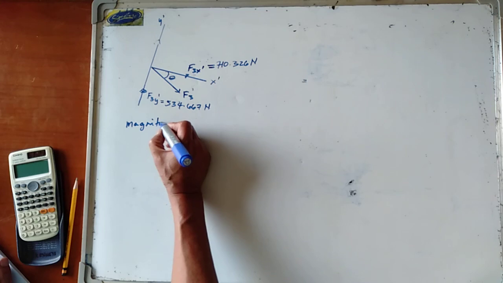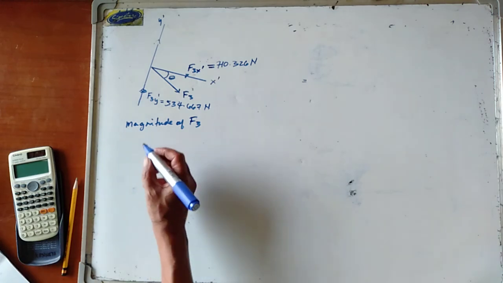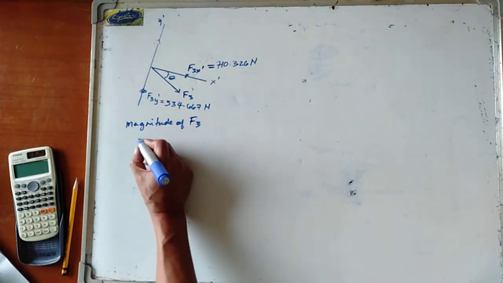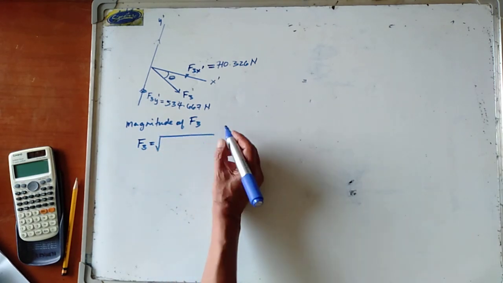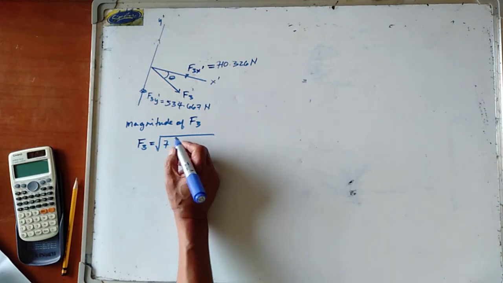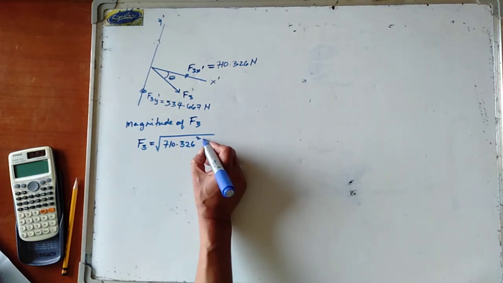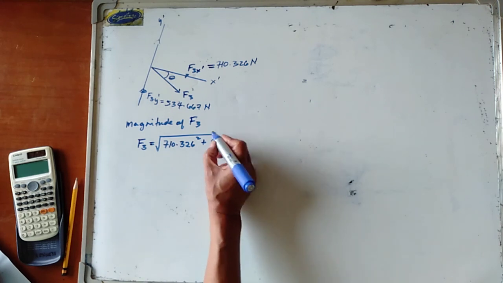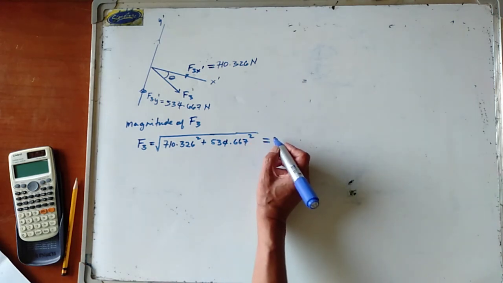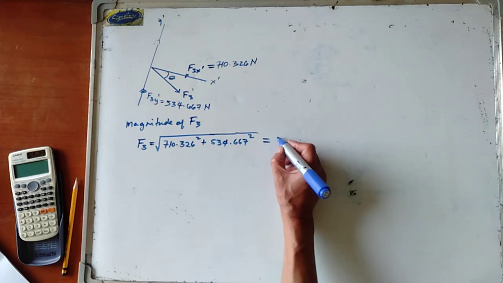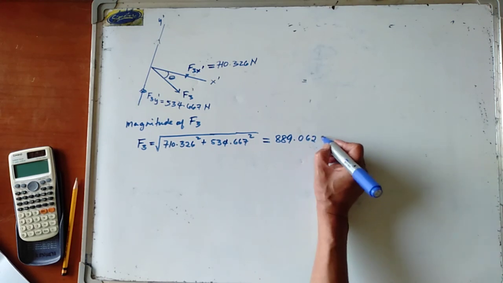Magnitude of F3. So your F3 again in here is now equal to, using Pythagorean theorem, the square root of F3x prime, 710.326 squared, plus 534.667 squared, or this is equal to 889.062 newtons.